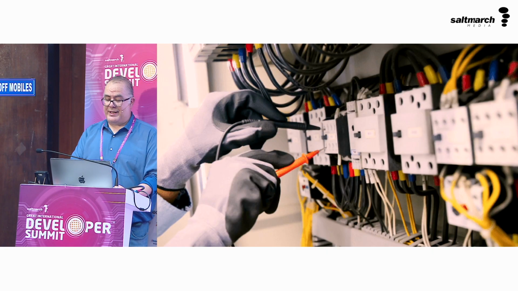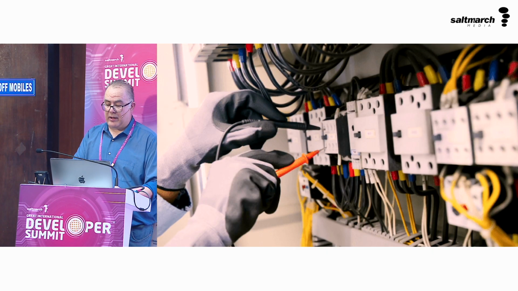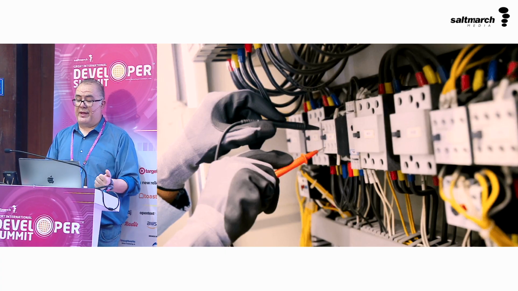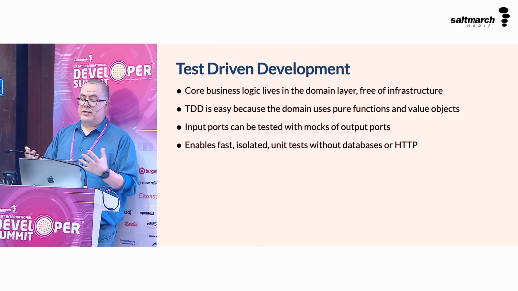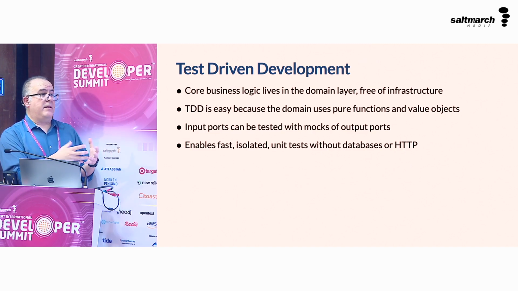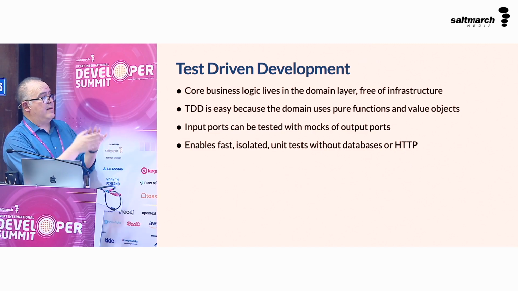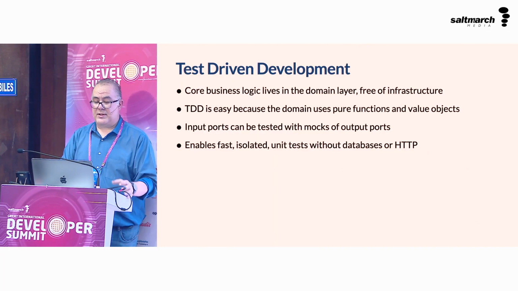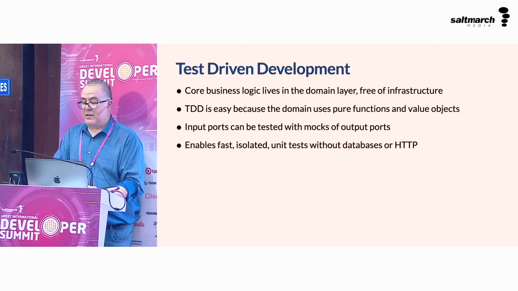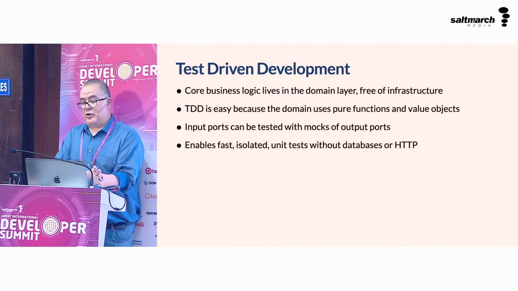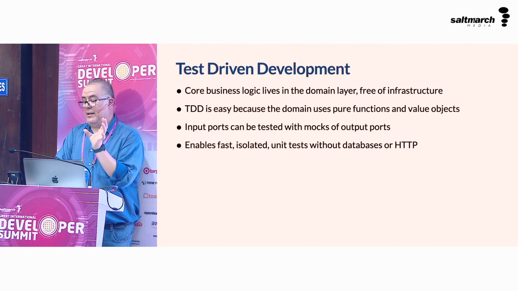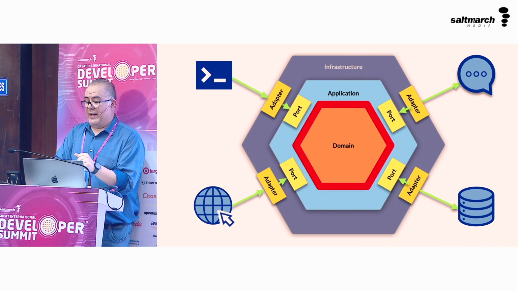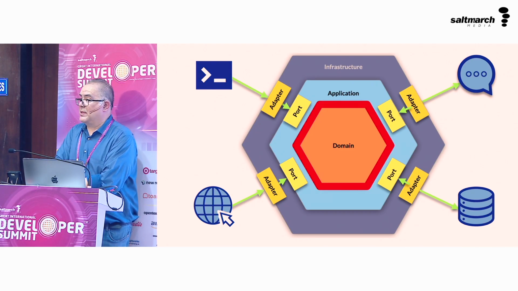So for integration testing, this architecture is a great way to handle testing because everything has its place. So you could do testing in development, particularly for the domain, and that should make things easy because it's just in one single place. You have your pure functions, you have your value objects, and input ports can be tested with mocks and output ports. Ensures that things are going to be fast, isolated, unit tests without databases. So that's just going to be one layer of that development. And that's just going to be here within that particular domain.